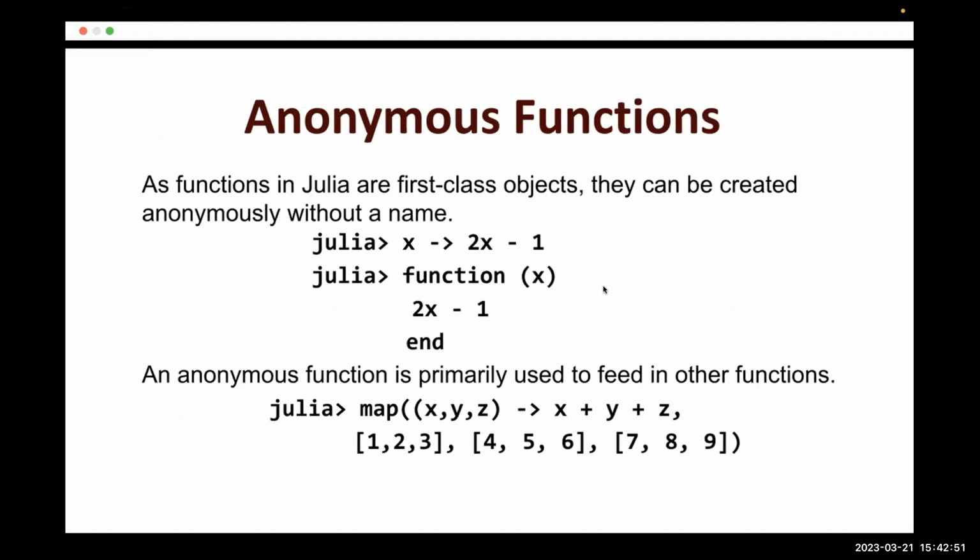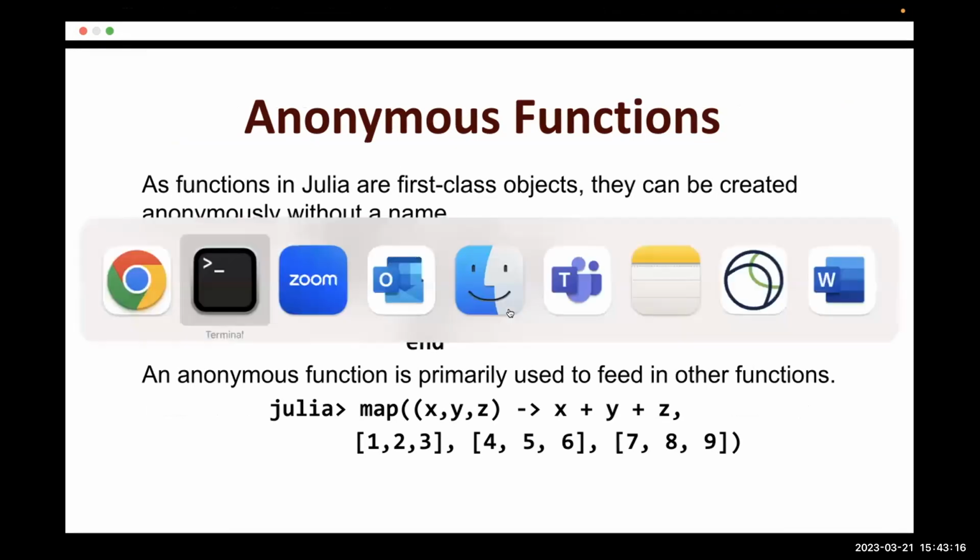In Python, if you're familiar with it, you need to define anonymous functions. In some cases, you don't want to define a named function, you just want to define a function whenever you need it, so you don't have an extra function definition. In Julia, you can define an anonymous function without a name. For example, you can define x to x minus 1.